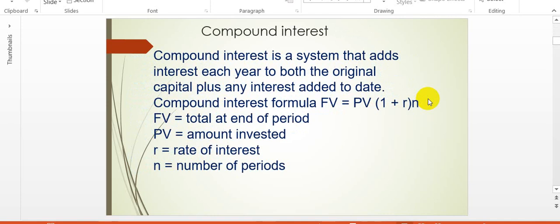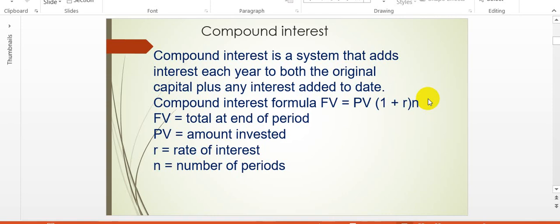Compound interest, on the other hand, is a system that adds interest each year to both the original capital plus any interest added to date. So this is whereby you invest a principal. If it is compounded, say quarterly, after 1 quarter the principal earns interest, then the principal plus the interest earned is reinvested for another quarter. So in the second quarter the principal will earn interest as well as the interest will earn interest.